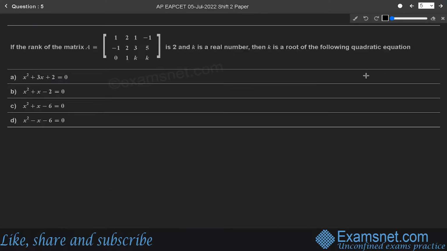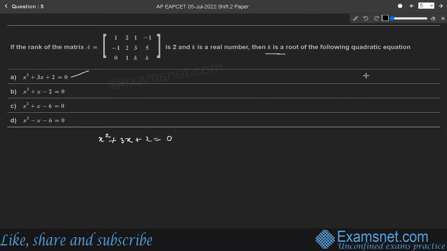Next question is also from the matrix. If the rank of the matrix A is 2 and K is a real number, then K is the root of the following quadratic equation. See, if K is the root of the quadratic equation, it means that it should satisfy the equation. So let us look at the first option. The first option is x square plus 3x plus 2 is equal to 0.